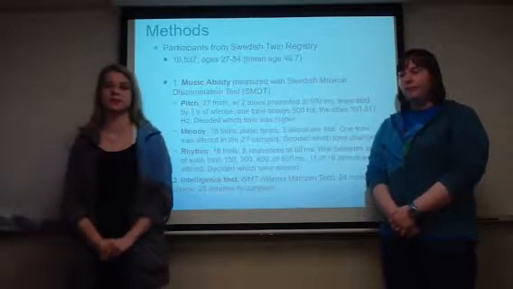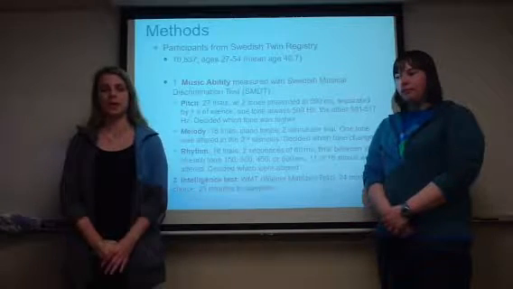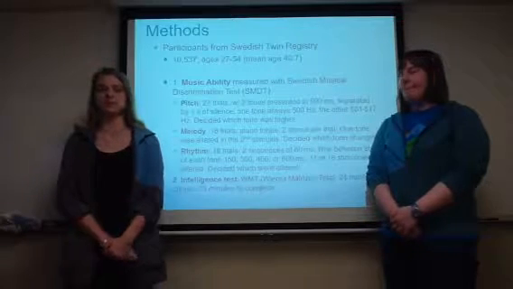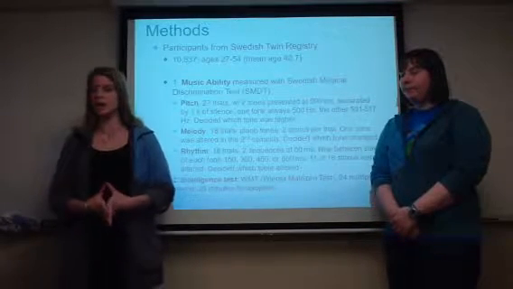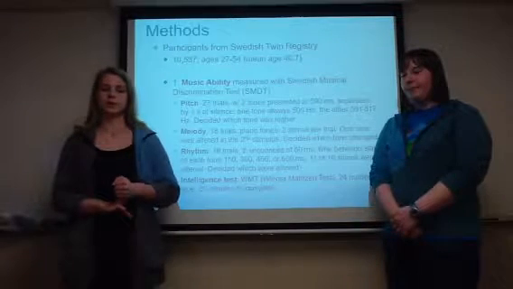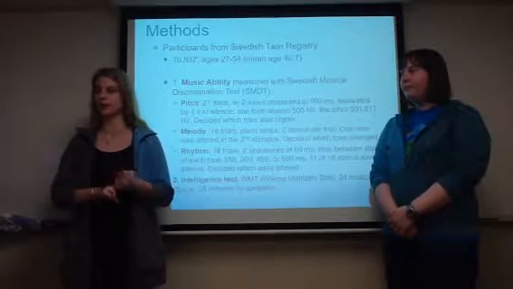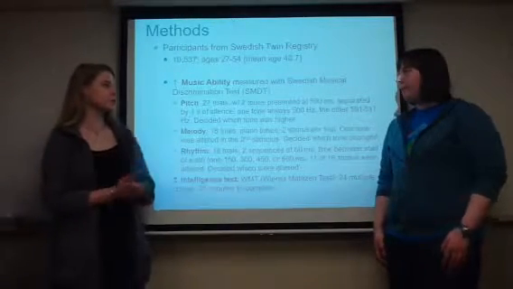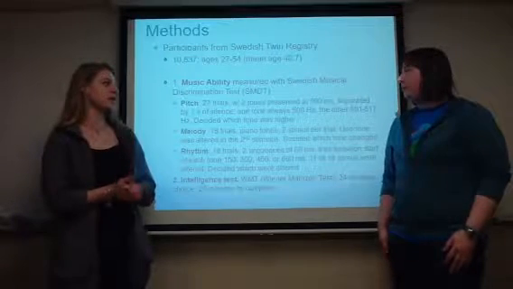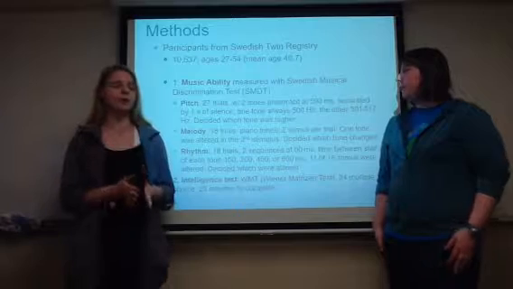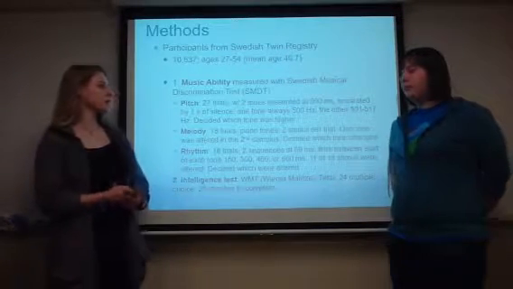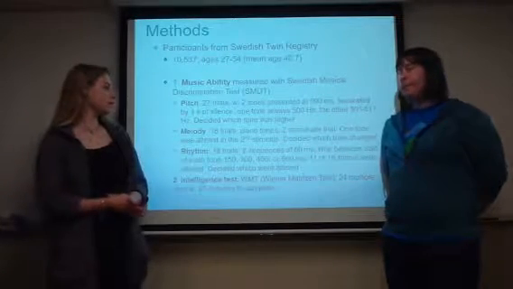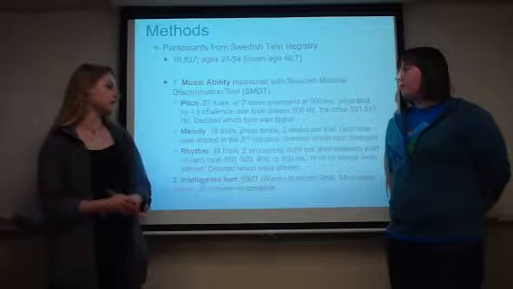The first of the tests that they ran was a music ability test. This was measured with the Swedish Musical Discrimination Test, or the SMDT. This test measured three musical discrimination skills: pitch, melody, and rhythm. Pitch had 27 trials. Two tones were presented at about 590 milliseconds. They were separated by about a second of silence, and the participants had to decide which of the tones was higher. The melody discrimination test comprised of 18 trials.